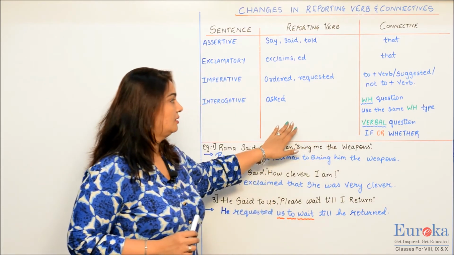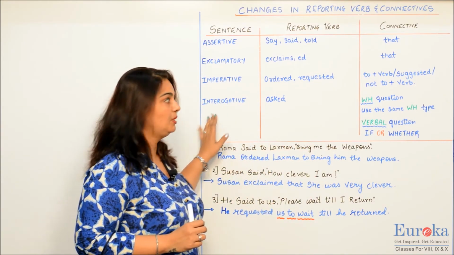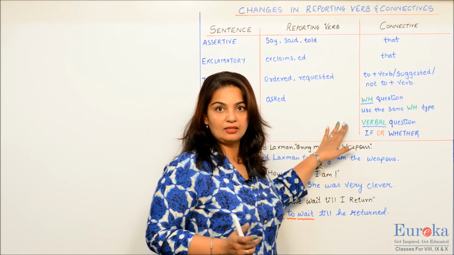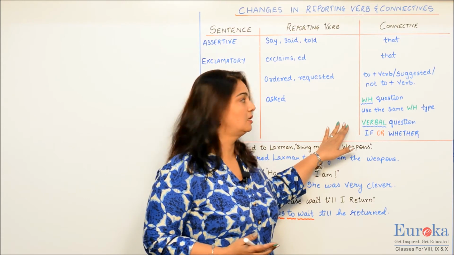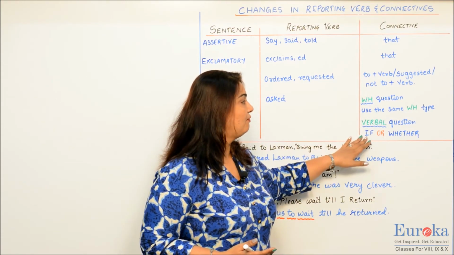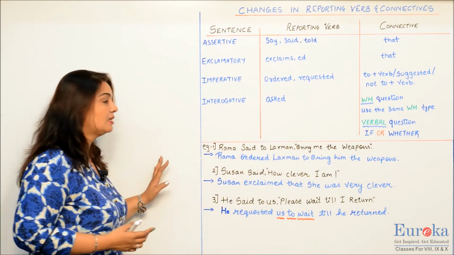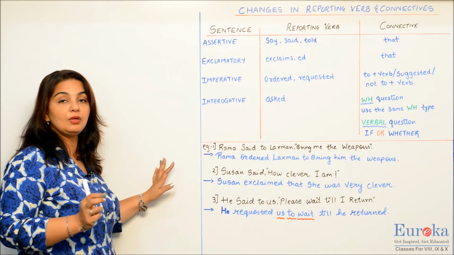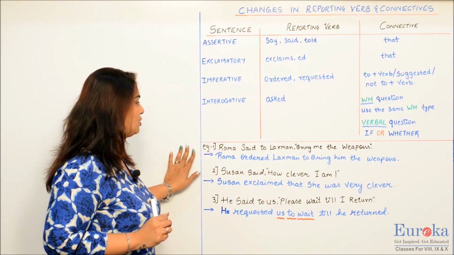The second type of question in an interrogative sentence can be a verbal question. That is yes, no, or which demands an answer. So over here, you will have the connective if or whether. So let's look at the few examples that are given over here so that you will understand this table much better. Let's look at the first one.